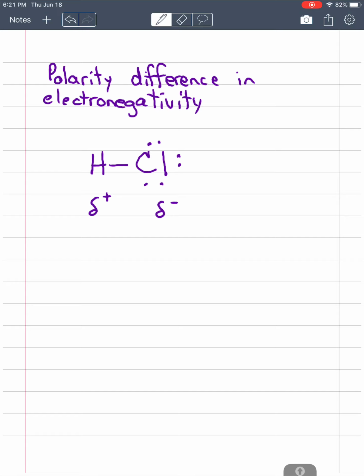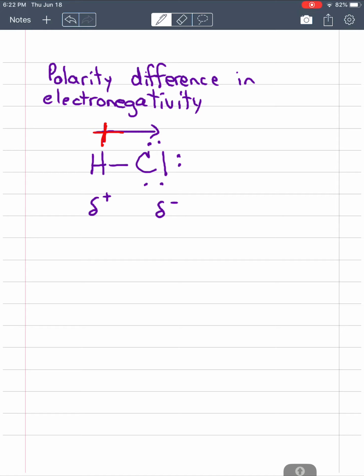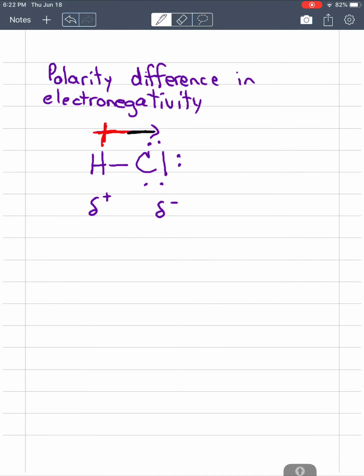Now there's a special arrow that you draw for polar bonds, and it looks like this. You see the positive part of the arrow, this part right here, goes on the less electronegative piece. And the arrow head goes on the more electronegative piece. So this one is clearly polar. There's a significant difference in electronegativity. You can tell that by looking at the periodic table.